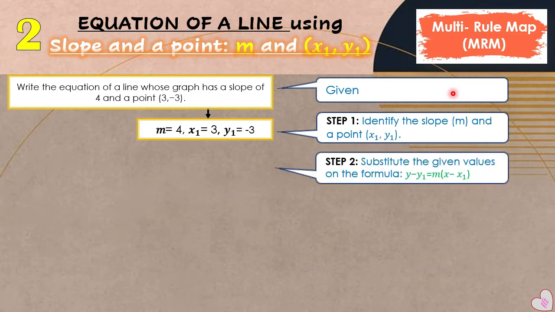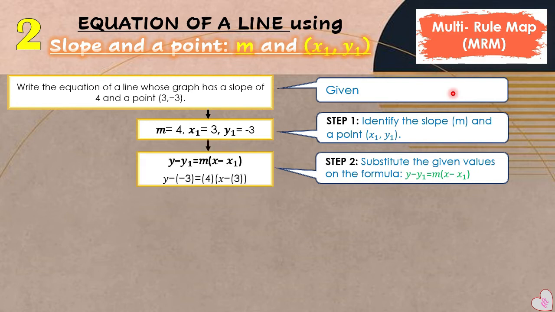Step 2, substitute the given values in the formula y minus y sub 1 equals m times x minus x sub 1. So for the formula, we have y minus y sub 1 equals m times quantity x minus x sub 1. So substituting, we have y minus the value of y sub 1, which is negative 3, equals the value of m, which is 4, followed by x minus the value of x sub 1, which is equal to 3.